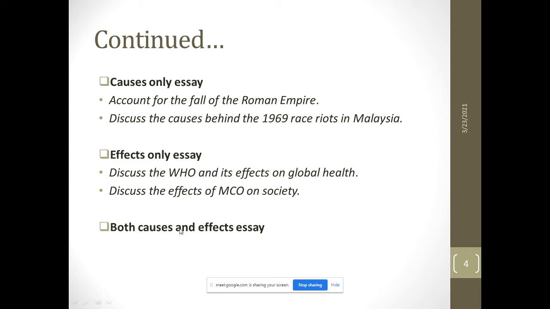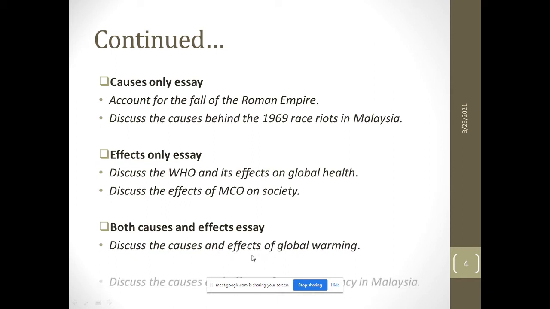Let's take an example of an essay that deals with both causes and effects. Discuss the causes and effects of global warming. So obviously you need to talk about the causes of global warming, what causes global warming, and then the effects of this problem on our planet.